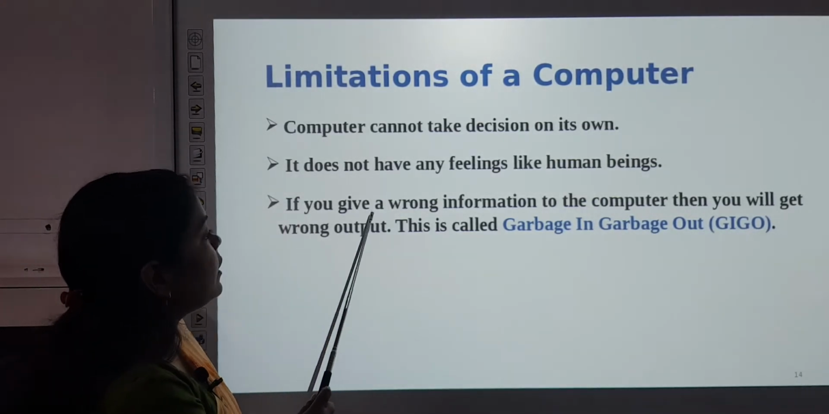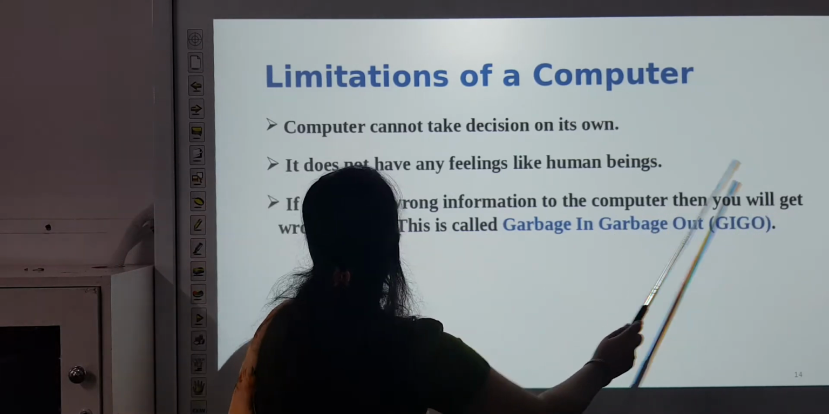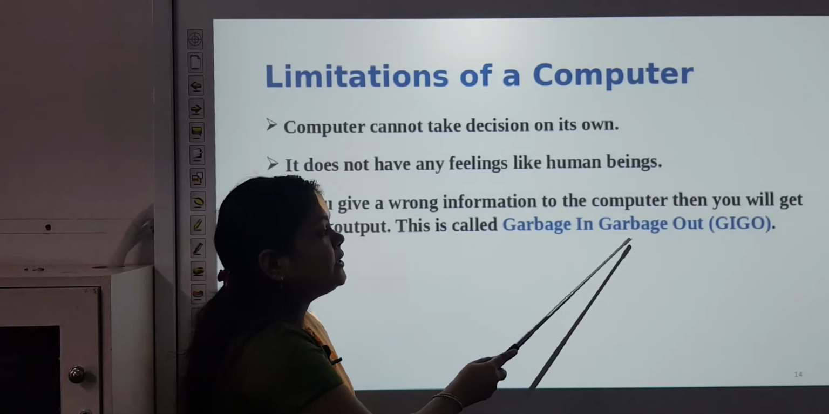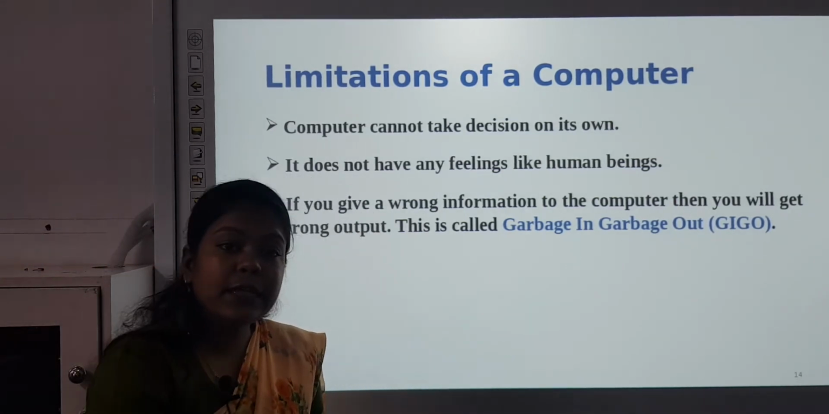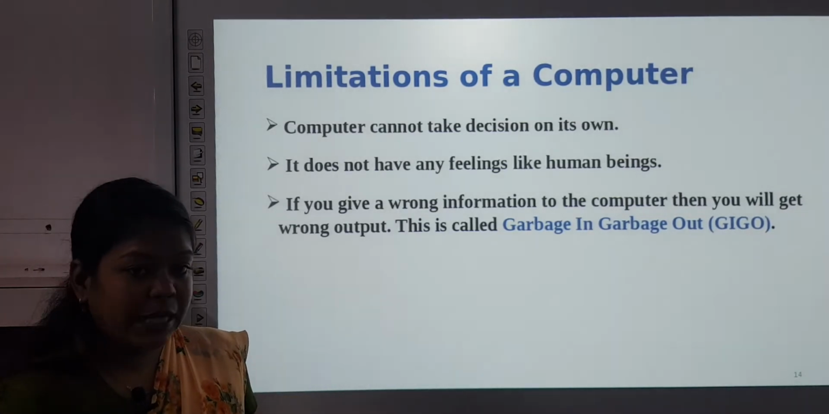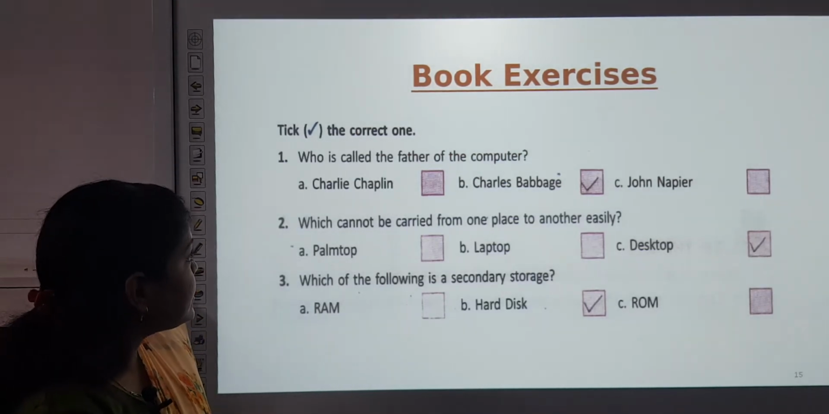Next, if you give wrong information to the computer, then you will get wrong output. This is called garbage in, garbage out. That is GIGO. So, this is all about your chapter. Let's discuss the book exercise.